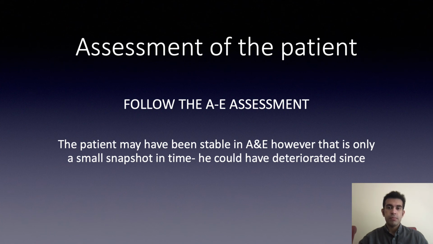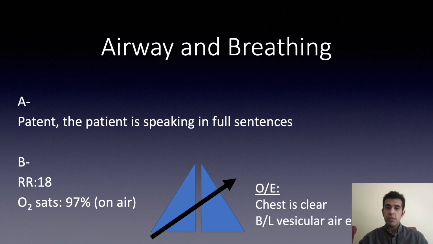So how might we assess him to make sure that he is stable while he's on the surgical assessment unit? As part of the ABCDE assessment, the first thing we're going to look at is his airway. If the patient in this case is speaking, then the airway is patent. He's speaking full sentences. He's able to be coherent of what his surroundings may be.